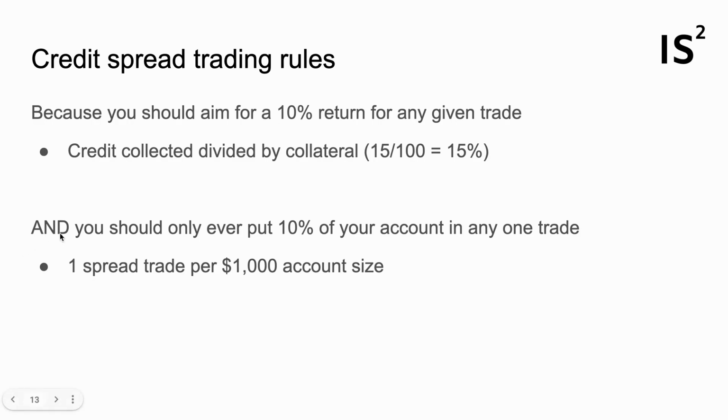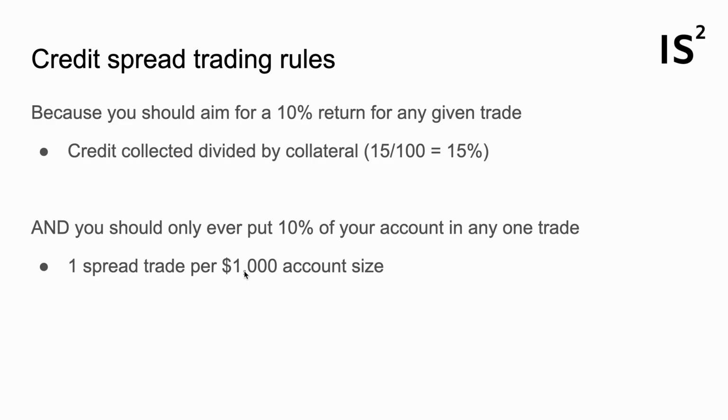Next rule: you should only ever put 10% of your account into any one trade. Why? Because you can lose a lot more than you can make when trading credit spreads. In order to have the math work out in your favor, where you don't have huge losses that offset all your wins, you need to make sure you're only using 10% of your account. Because if you put 100% of your account and happen to experience a loss, you just lost 80% of that account. So that is why.